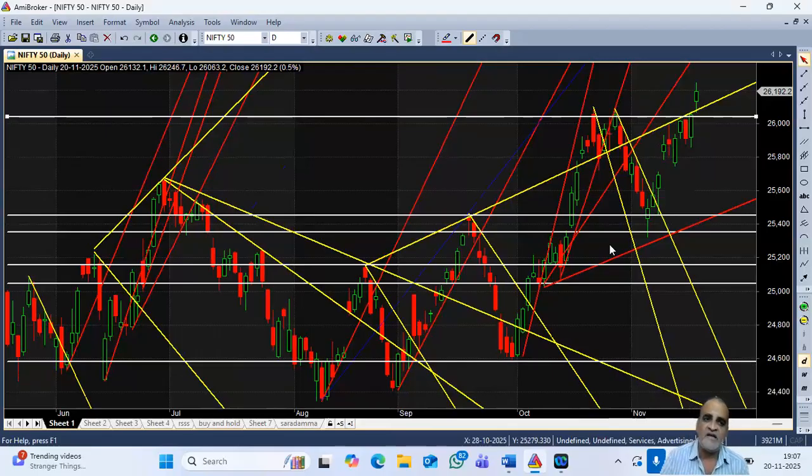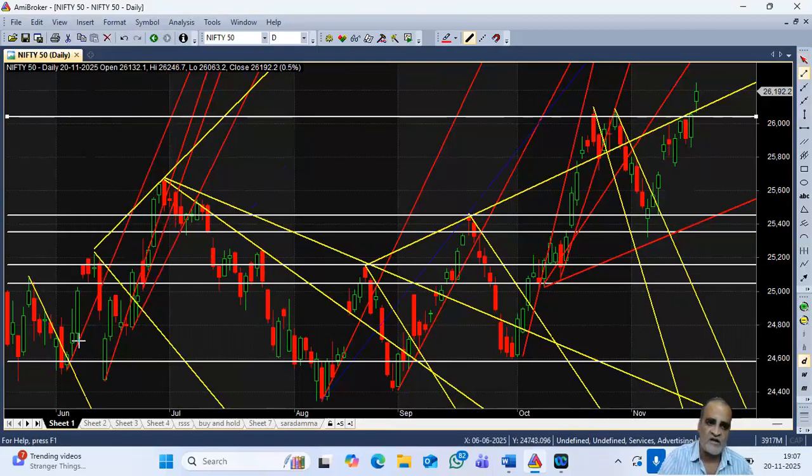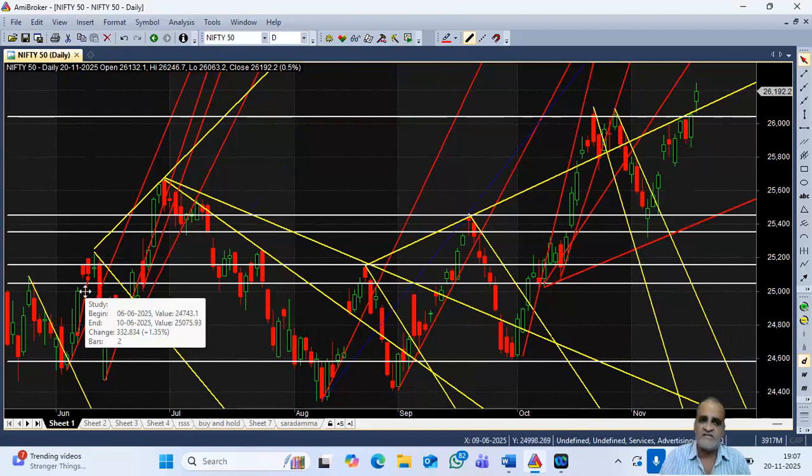And I will show you here. Whenever, after drawing one trend line, the stock moves towards the left from the trend line, like here, it will be a bullish indication.